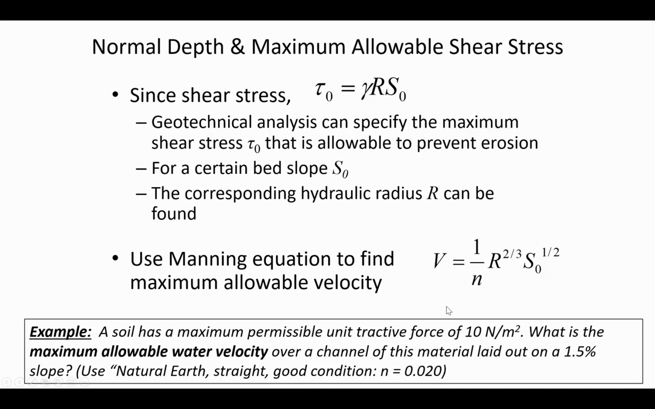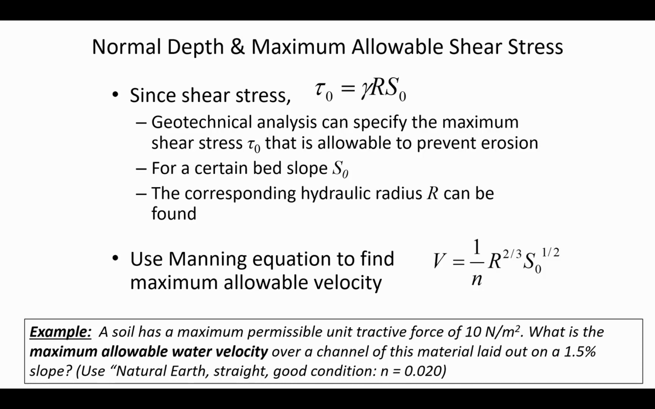Let's say that we know the shear stress that can be allowed. We have a situation where the maximum shear stress would be 10 newtons per square meter, and we know the slope of the channel, in this case 1.5%, and we know that it's natural earth, straight, good condition. That would be a description you could look up out of a table of n values.